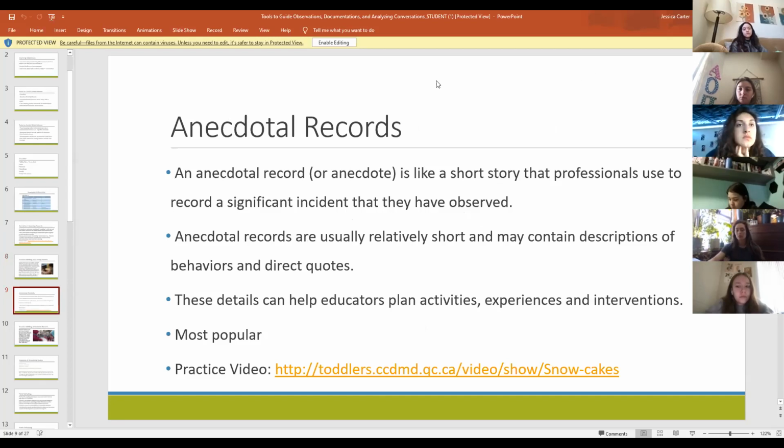All right, so anecdotal notes, slightly different, because this isn't necessarily related to a specific frame of time in the classroom. This is a short story that helps to record a significant incident that might have occurred. So more than likely a play scenario, but possibly some other experience with a child in the classroom. These are typically pretty short and they contain descriptive behaviors and also direct quotes when we hear children using language. Anecdotal records are probably the most popular note-taking approach in the early childhood setting. This is what people tend to naturally do and base their planning on.